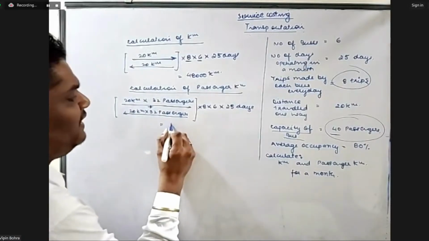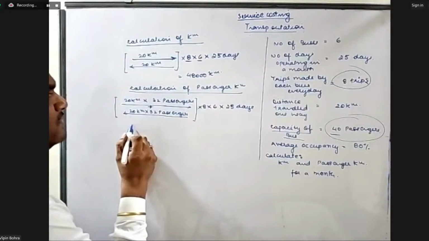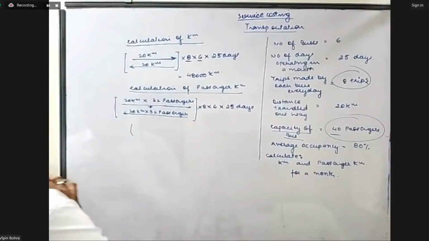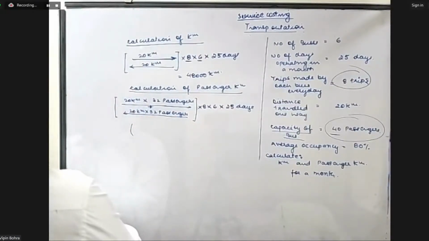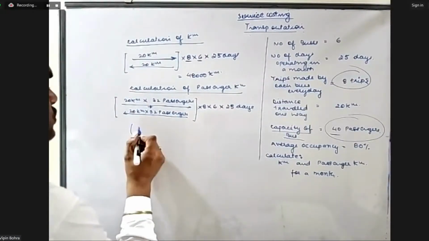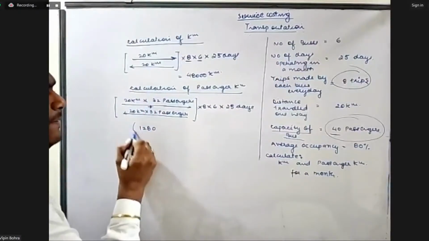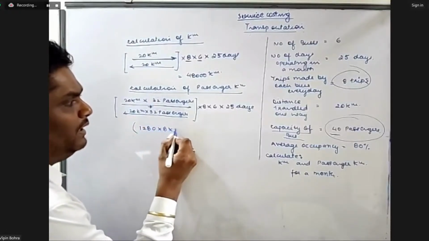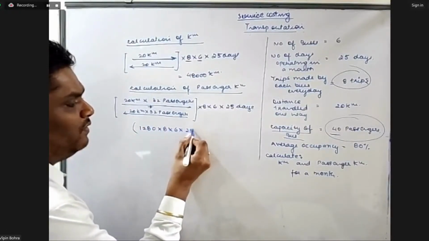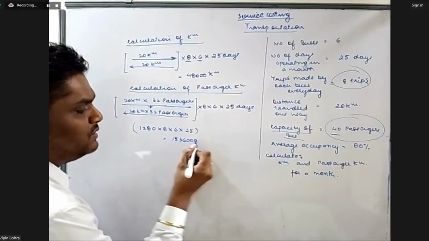So this will be 15 lakh. I'll be simplifying it also for your reference. 20 kilometers into 32 passengers, so 640 plus 640. So 1280 passengers are traveling. 1280 is the passenger kilometer for every trip, every bus. Into 8, into 6, into 25. So this will be 15 lakh 36,000.